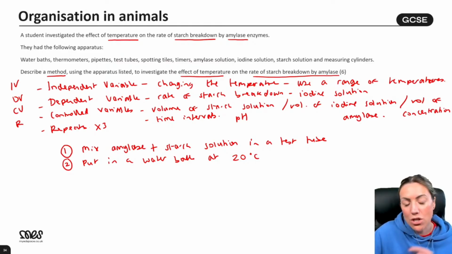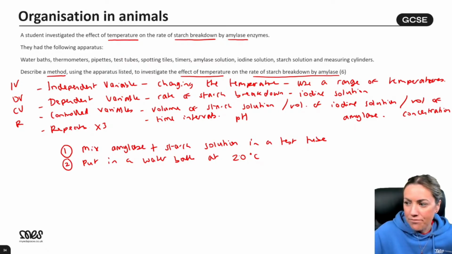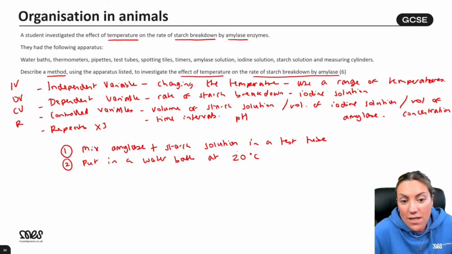Because at the end, you can just say repeat at different temperatures. So it doesn't matter. As long as you've got the idea of different temperatures, they don't care. Don't overcomplicate it. But obviously you're going to mix your enzyme with your starch in a test tube, put it in a water bath at your first temperature.